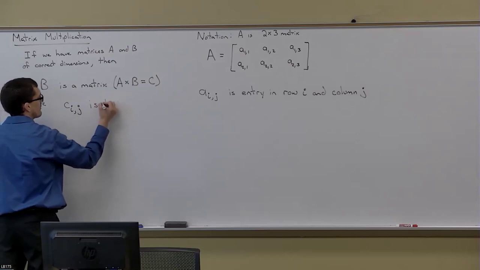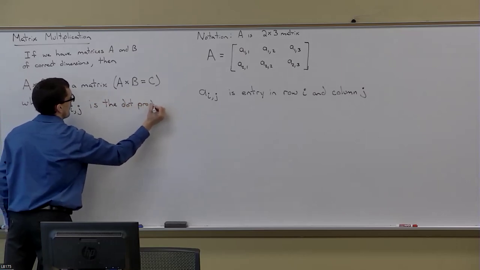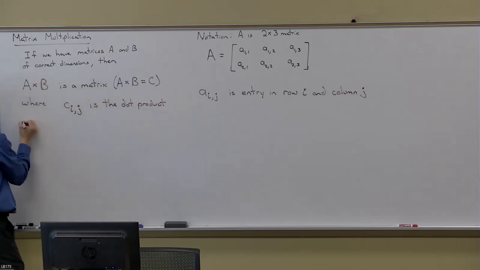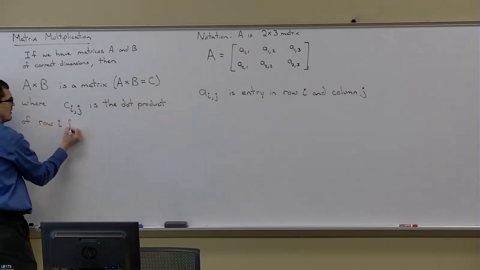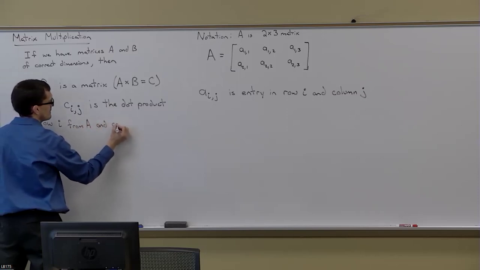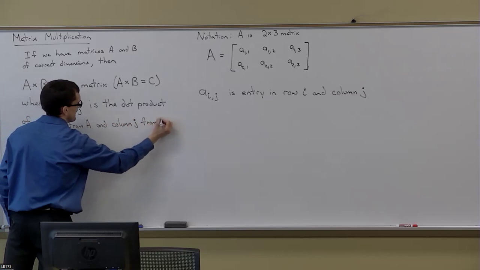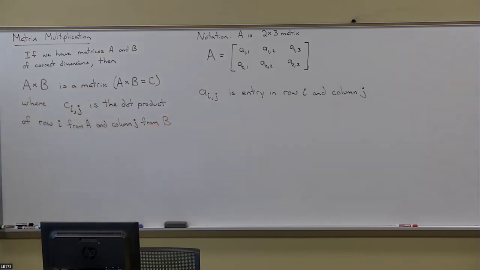is what we call the dot product of row I from matrix A and column J from matrix B. I know that looks like a long explanation, but that's a fairly compact explanation. Let me give you an example.